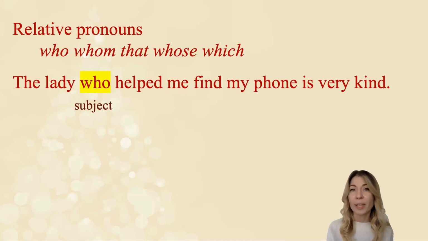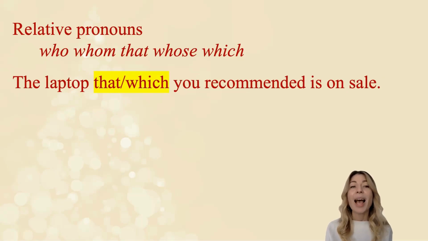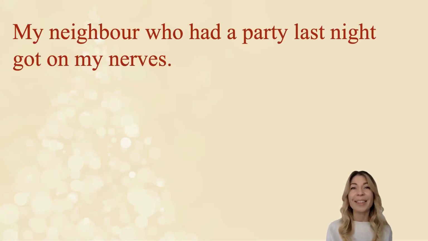However, it's not always the case. Look at this sentence. The laptop which you recommended is on sale. This is a relative clause. You can see which you recommended or that you recommended. However, the main sentence here, the laptop is on sale, and the dependent one is which you recommended. In this part, which you recommended, you have a subject, you, right? So this relative pronoun, that or which, functions as an object, not a subject. So that's a little bit of theoretical introduction. And let me show you more examples.